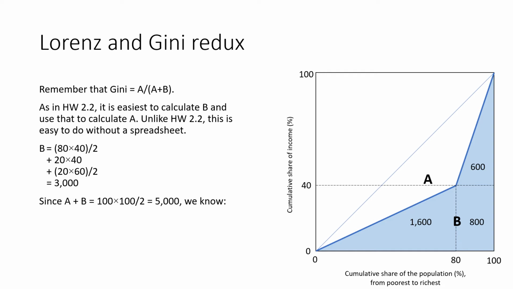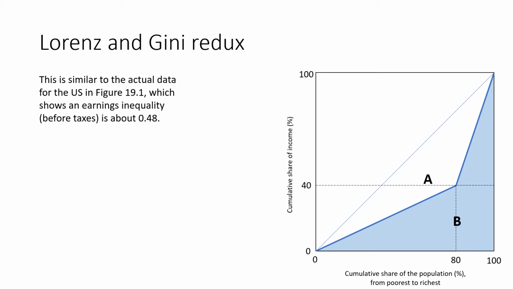Since A plus B equals 100 times 100 divided by 2, it equals 5,000. We know that means A must be 2,000 if B is 3,000. The Gini coefficient then, which is A over A plus B, is going to be A, 2,000, divided by A plus B. A plus B always adds up to 5,000. It's 2,000 divided by 5,000. The Gini coefficient is 0.4. So this is what you're given at the beginning of the problem.